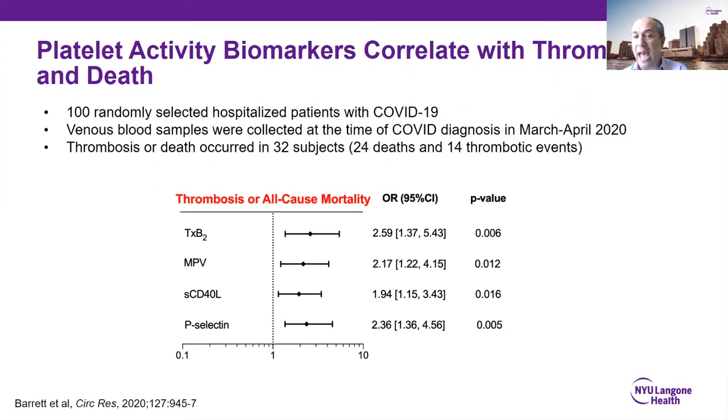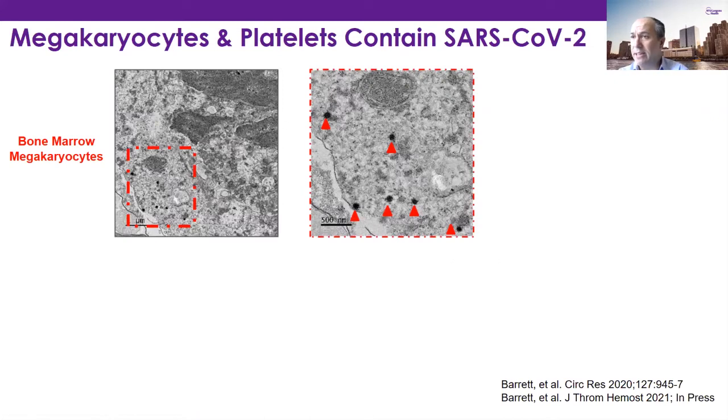In fact, when you looked at simple markers, thromboxane, even something as crude as the mean platelet volume, which is on your CBC and looks at the size of your platelet, soluble CD40 ligand, soluble P-selectin, all of them, after multivariable adjustment, were significantly associated with the endpoint of thrombosis or all-cause mortality. When you looked at each individual endpoint, you saw nearly identical results. So we became very interested in platelets and COVID-19.